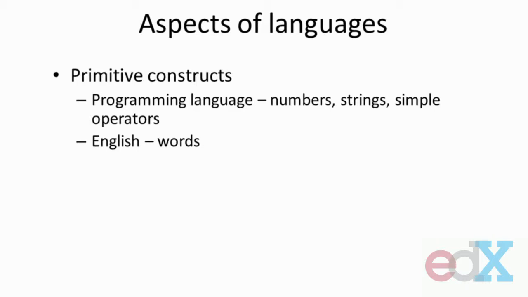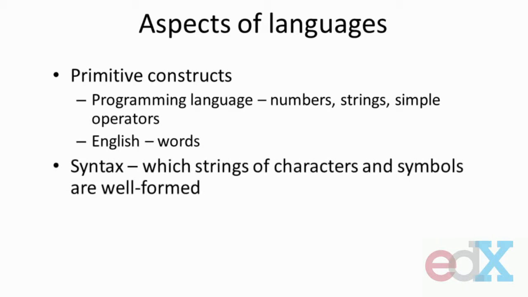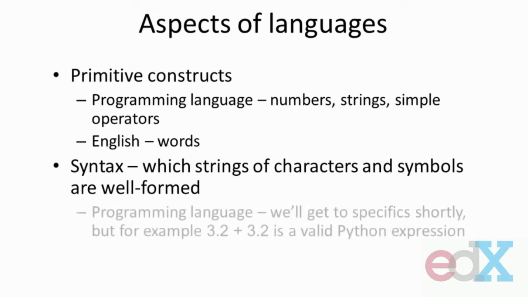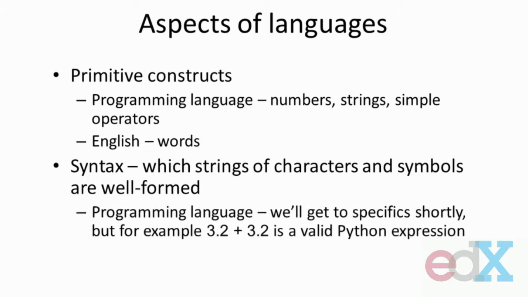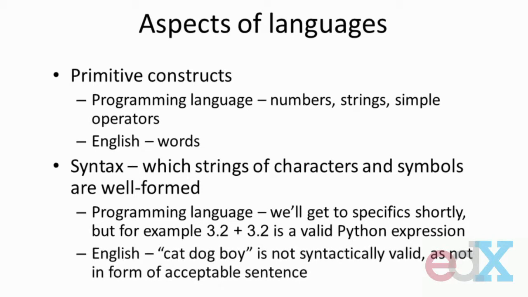When we go to put them together, we will talk about the syntax of the language. That tells us which strings of characters and symbols constitute well-formed combinations in the language. In programming languages, as we'll see when we get to the specifics, a number followed by an operator followed by a number is a valid Python expression. It says basically apply that operator to those two numbers to do the right arithmetic thing. That's a well-formed expression in Python. We have the same thing in English. There are words that can be put together in some ways, but not in others. So, for example, in English, the sequence cat, dog, boy is not syntactically valid because it's not in the form of an acceptable sentence. So in programming languages, we'll worry about defining the syntax. How do you put things together?